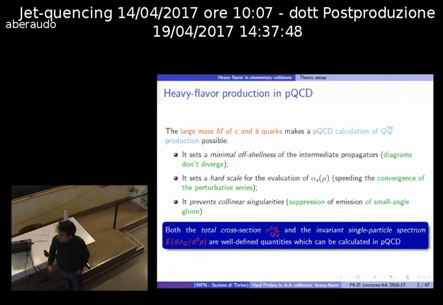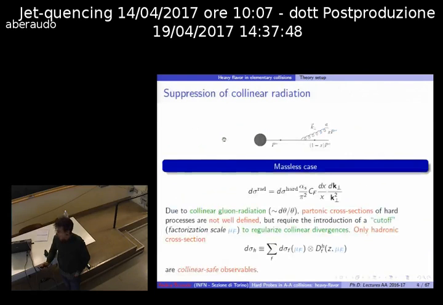So let us start from heavy flavor production within perturbative QCD. The idea is the following. Charm and beauty have a large mass, and this makes perturbative calculation possible for a number of reasons. First of all, the mass sets a minimal offshellness of the intermediate propagators so that the diagrams don't diverge. It also sets a hard scale for the evaluation of the strong coupling, so this alpha S is sufficiently small so that the convergence of the series is quite fast, and it prevents collinear singularity by suppressing the emission of small angle gluons, and this makes calculation at the partonic level well defined. I will show you in a moment why.